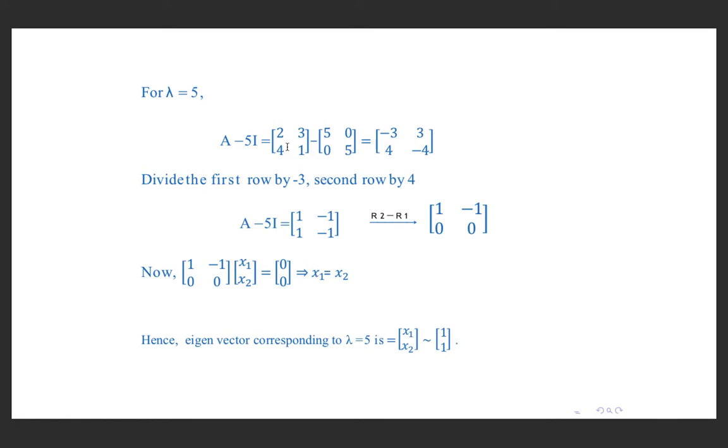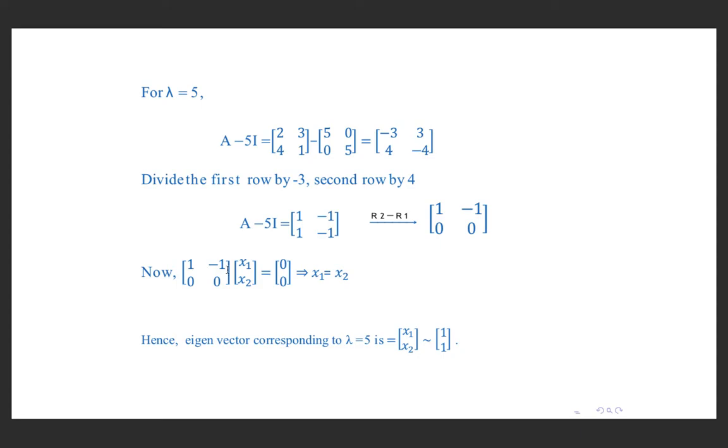So if we subtract 5I from A, we will get 2 minus 5, 3 minus 0, 4 minus 0, 1 minus 5. So this is the matrix minus 3, 3, 4 and minus 4. We divide the first row by 3 and the second row by 4. So we will get 1, minus 1, 1, minus 1. If we subtract the second row from the first row, we will get 0, 0. Here it is 1, minus 1.